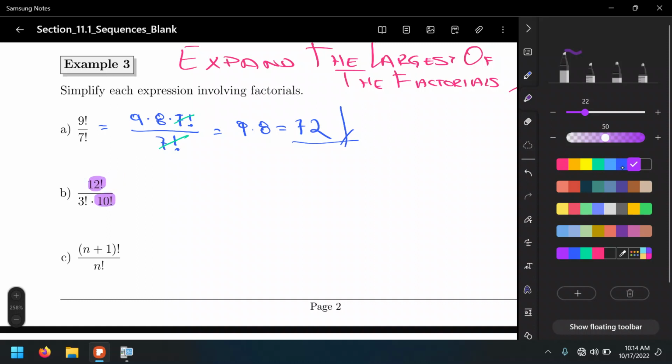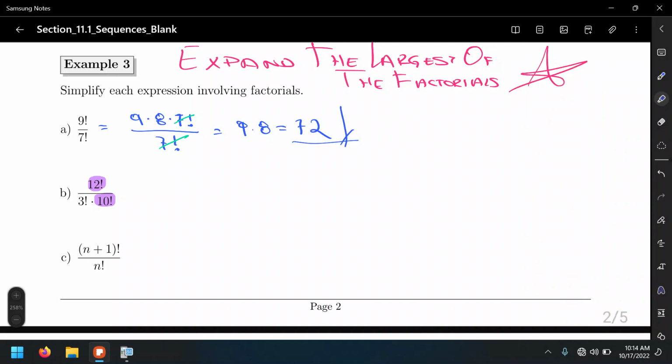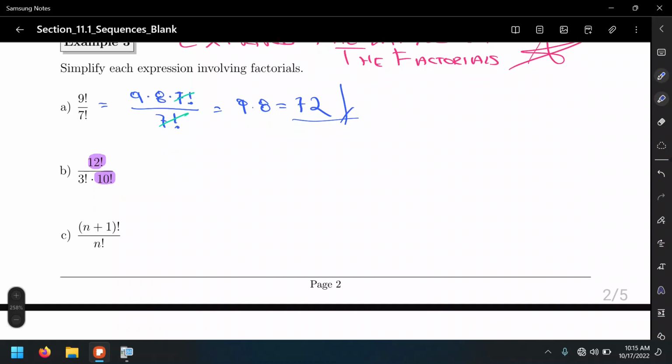So what's the largest in the numerator? Is it 12 factorial or 10 factorial? I mean, what's the largest of the ones that I highlighted? The 12 factorial or the 10 factorial? The 12 factorial. So let's expand that one.